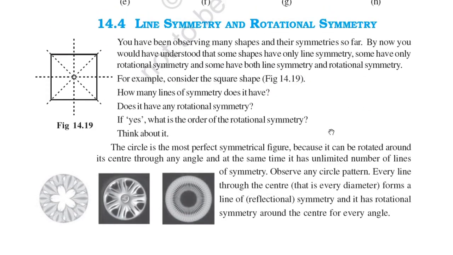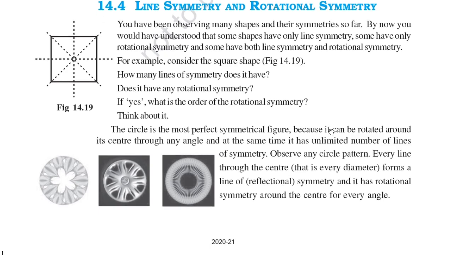14.4 Line symmetry and rotational symmetry. You have been observing many shapes and their symmetries so far. By now you would have understood that many shapes have only line symmetry, some have only rotational symmetry, and some have both line symmetry and rotational symmetry. For example, consider the square shape as in figure 14.19. You can see how many lines of symmetry it has. Does it have any rotational symmetry? If yes, what is the order of the rotational symmetry?